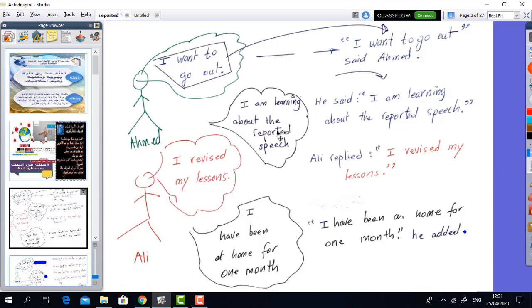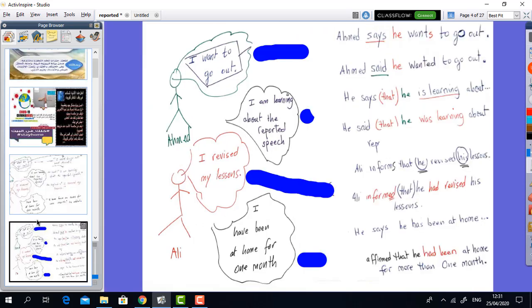I am learning about the reported speech. He said, colon, inverted commas, I am learning about the reported speech. That was our first choice, but we said that we can make some changes and we can use the reported speech.